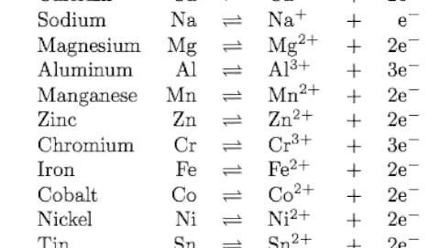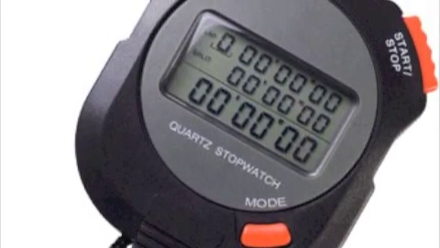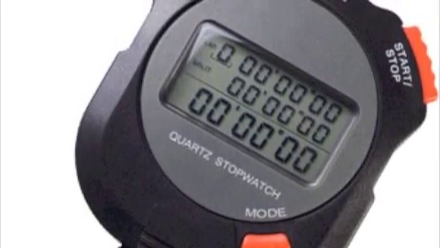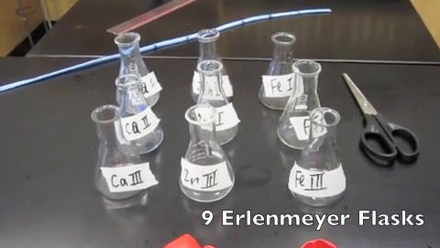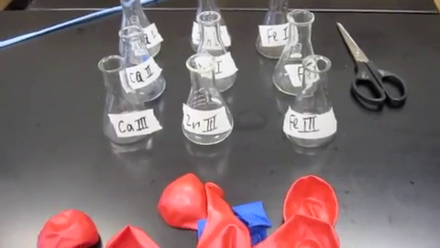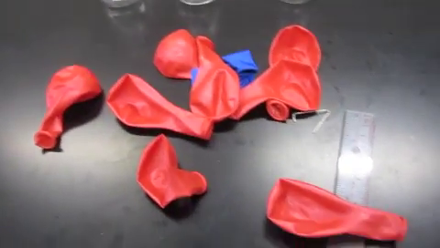In this lab, the independent variable was the time intervals used for each trial. The dependent variable was the amount of hydrogen gas released, in this case by determining the circumference of the inflated balloon. In this lab, we used 9 Erlenmeyer flasks. We did 3 trials with iron, zinc, and calcium, giving us 3 Erlenmeyer flasks for each metal.